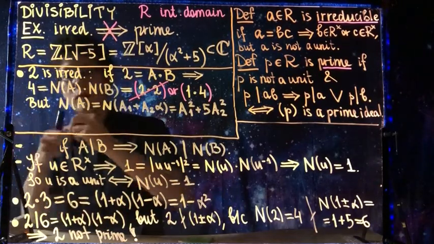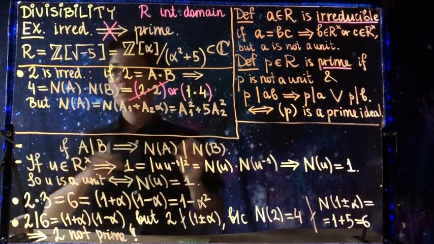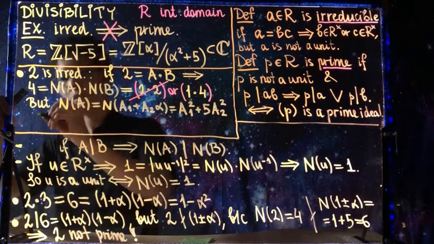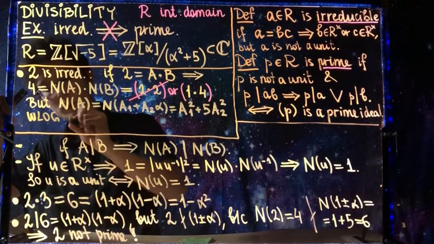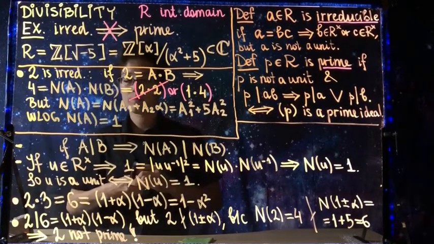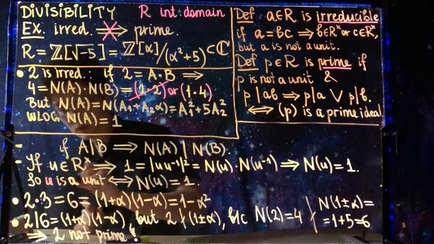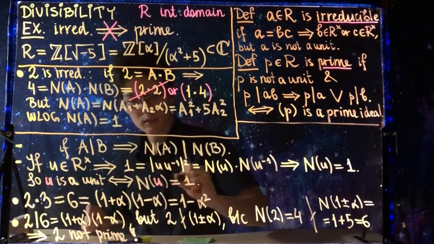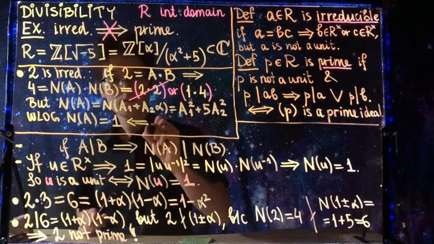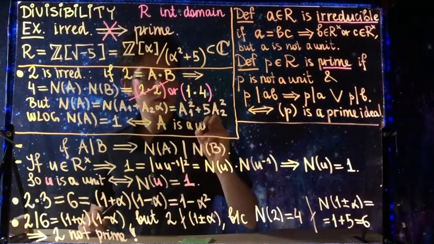And so either the norm of A or the norm of B is equal to 1. So possibly by changing notation A and B, we assume that the norm of A is equal to 1. And recall that we observed that an element U is a unit if and only if the norm of U is equal to 1. So it means that A is a unit.